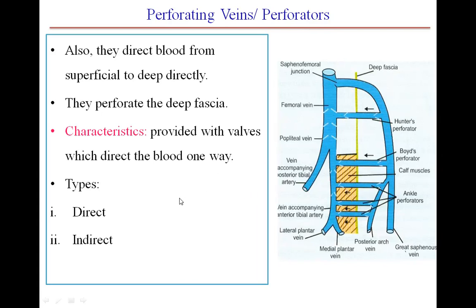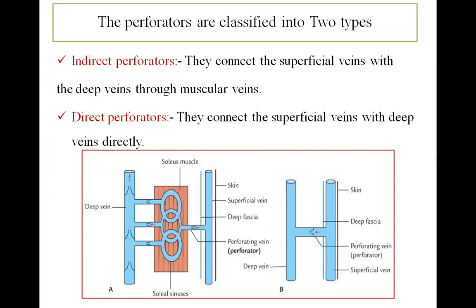Characteristic features of the perforators are that they are provided with valves which direct the blood in one direction. There are two types of perforators, direct perforators and indirect perforators. Indirect perforators connect the superficial veins with the deep veins through the muscular veins. So here is the soleus muscle which contains sinuses, and through these sinuses the deep veins and the superficial veins are connected through the perforators.